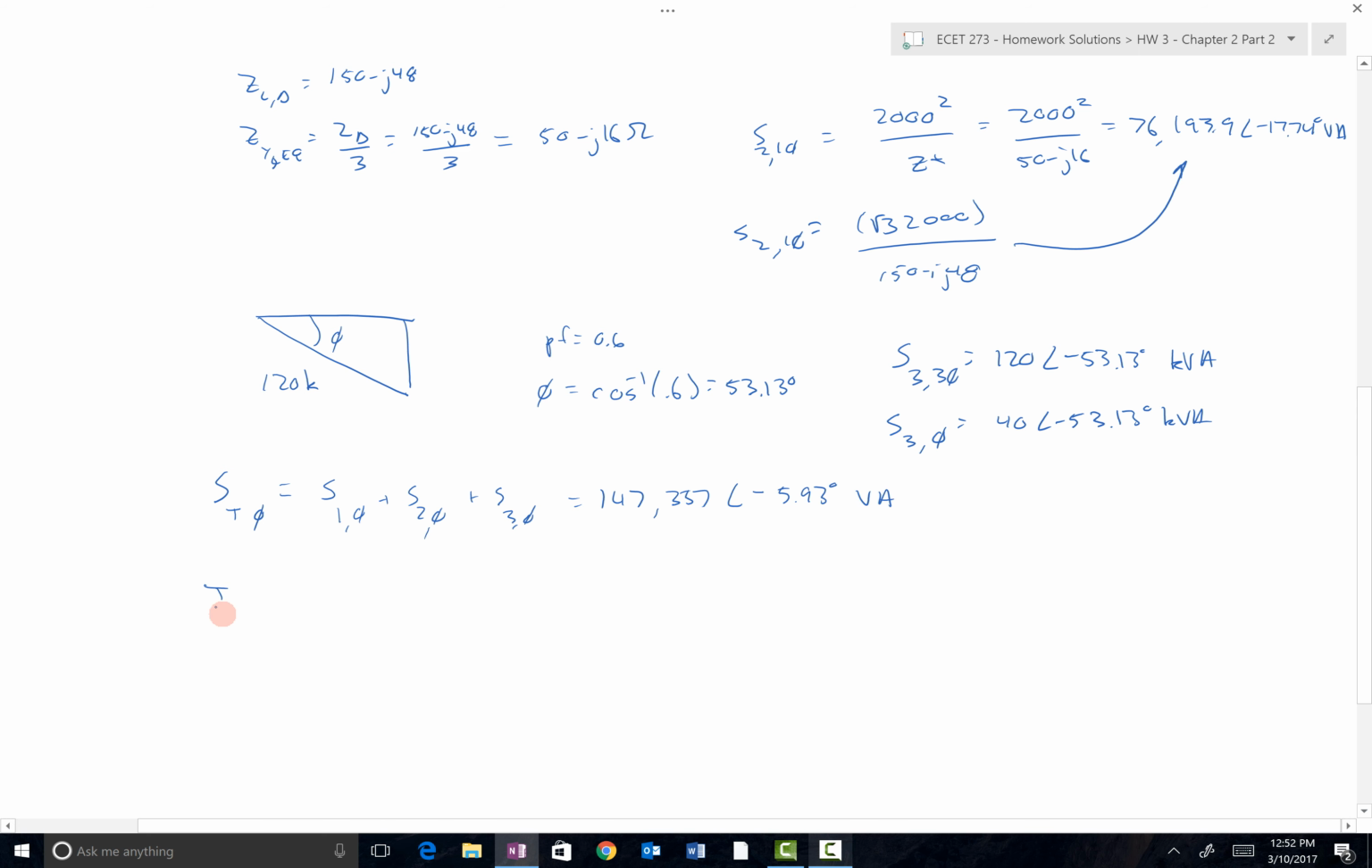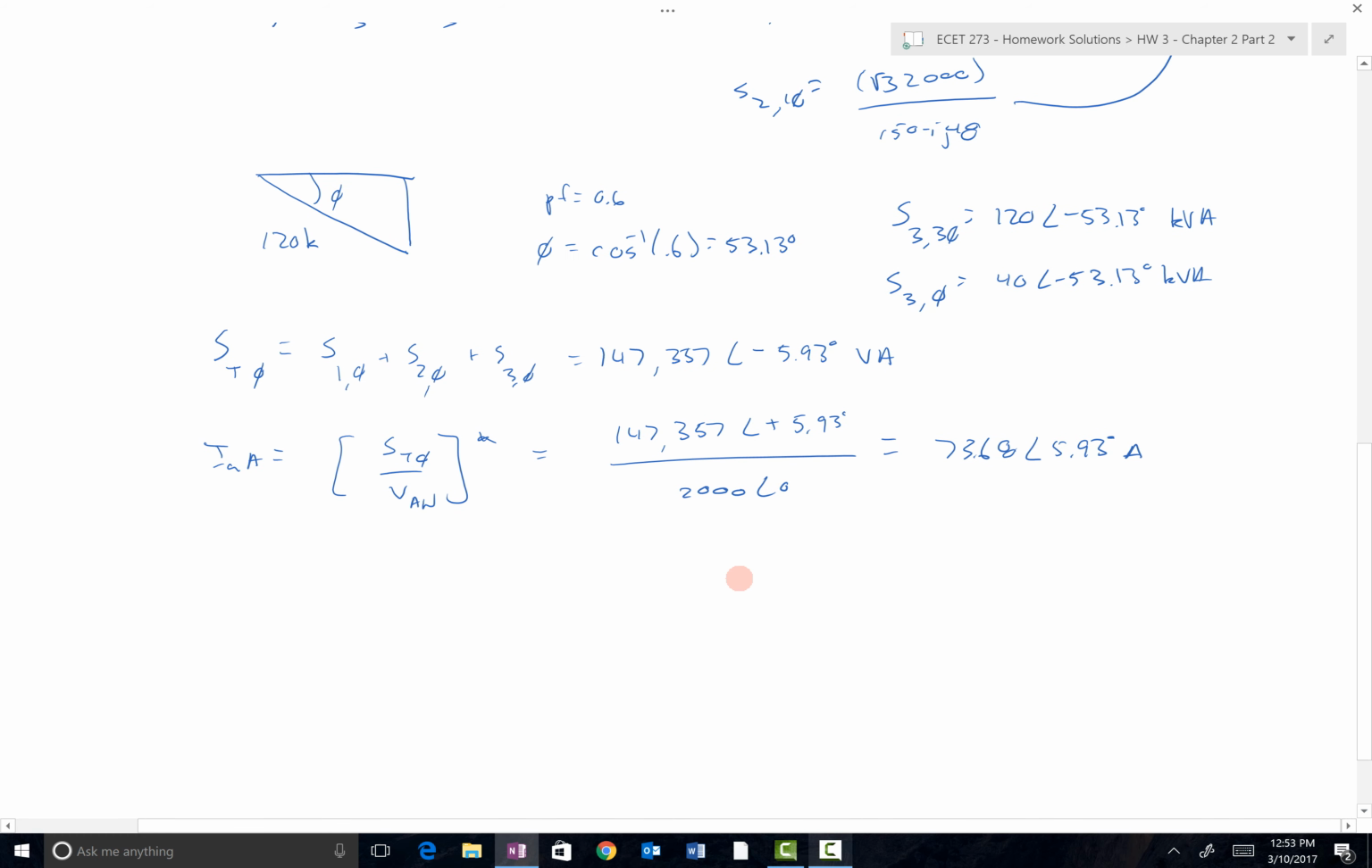I can now determine that line current that I was looking for by taking S total phase divided by VAN and take the complex conjugate of that. That's going to be 147,357 at an angle of plus 5.93 degrees divided by 2000 angle 0. That gives me a line current of 73.68 at an angle of 5.93 degrees amps.